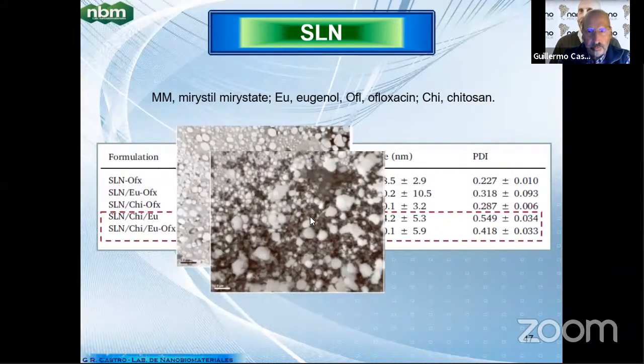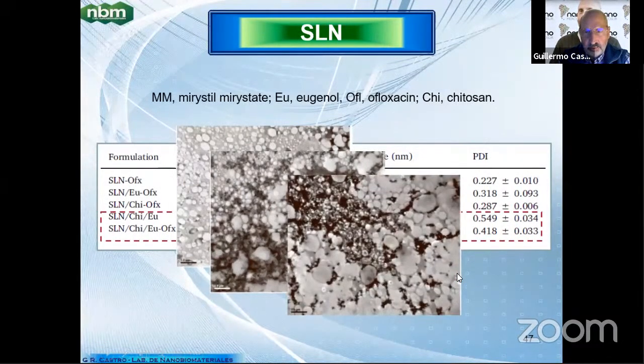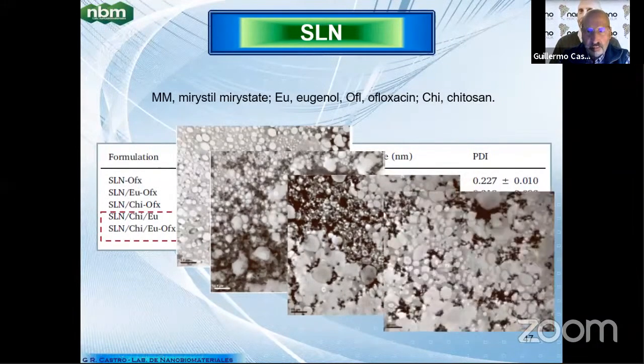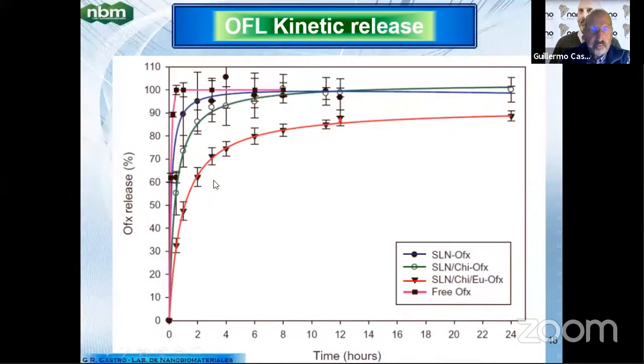So this is microscopy, and as you can see, those are the lipid structures of the nanoparticles, which are very homogeneous. The release is in this way in 24 hours. As you can see, the complex solid lipid nanoparticle with ofloxacin is better than the other one. So this is the free one, and this is the other formulation. It's interesting because, based on the composition of the nanoparticle, we can regulate the release.